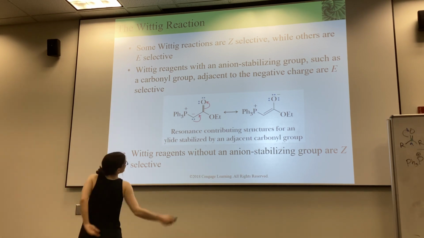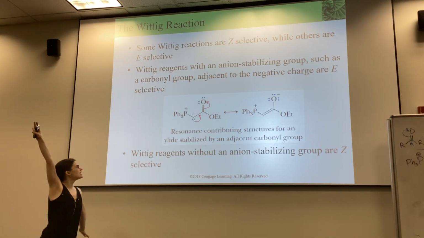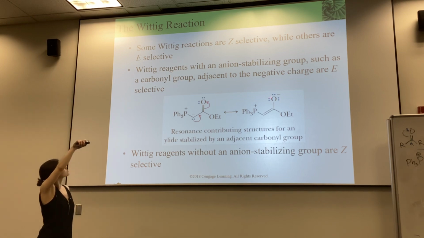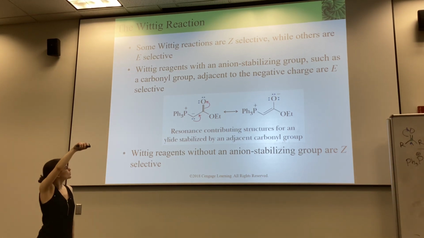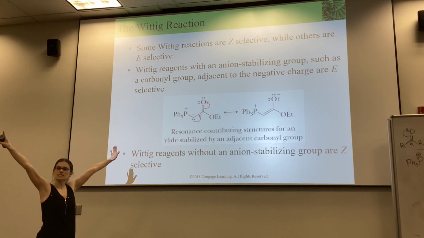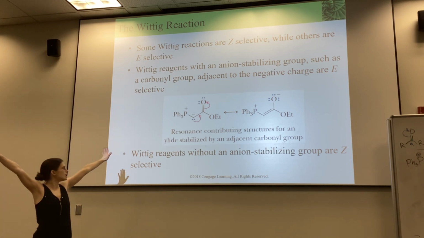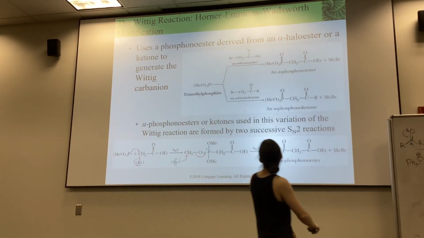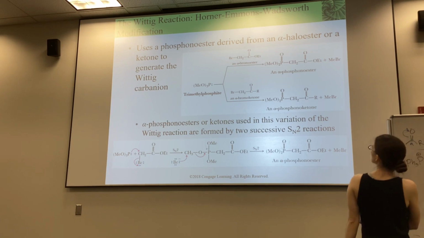So you get trans if you have resonance stabilization or some sort of anion stabilizing going on here. You get cis or Z selective, Z same side, if you can't stabilize that. Yeah? Can I tell you why? Nope.